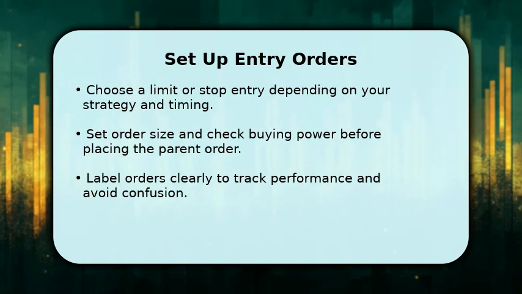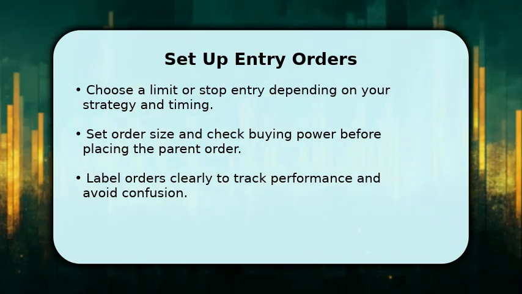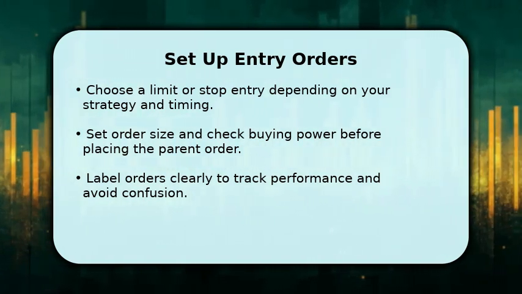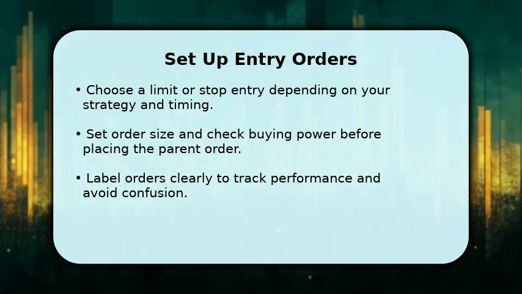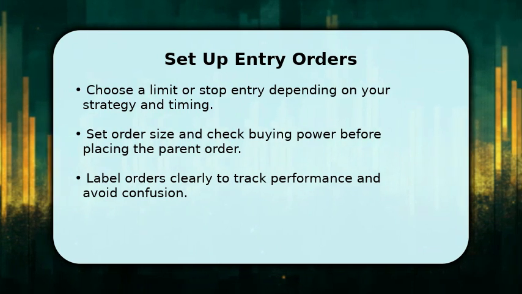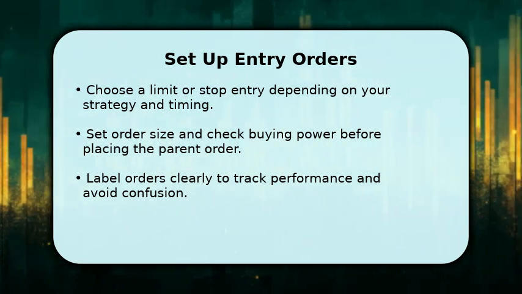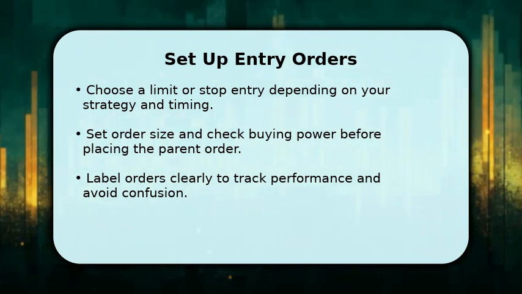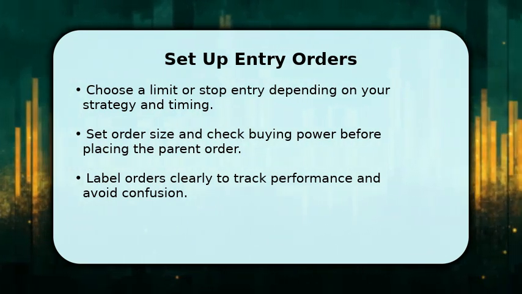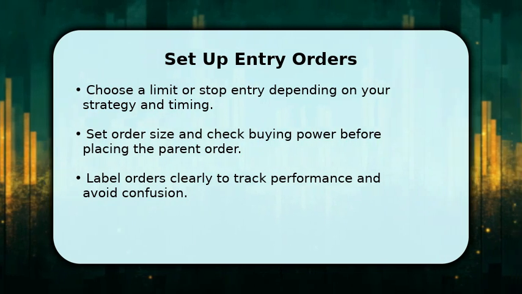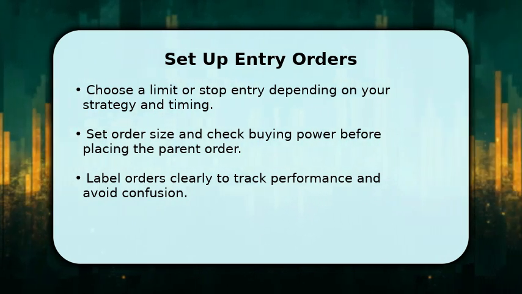Start by selecting an order type like limit or stop and set the quantity for your trade. Attach child orders, one for the profit target and one for the stop loss, making sure prices reflect your risk-reward plan. Use the OCO link option to tie them together so execution of one cancels the other automatically. Review order details and time in force, then submit when you are ready to trade.